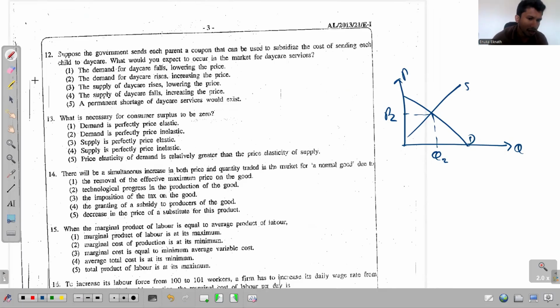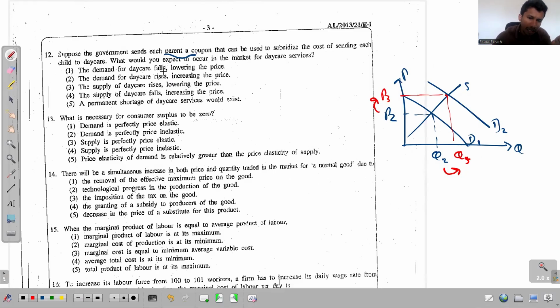And what is going to happen? The government is providing a subsidy for the parents. This subsidy is offered to the consumers. When a subsidy is offered, consumers get encouraged to consume the product, so the demand should increase, right? So this is our new demand curve and this is the previous demand curve. So when demand increases, what happens in the market? See, the price also increases from P2 to P3. Even the quantity increases from Q2 to Q3.